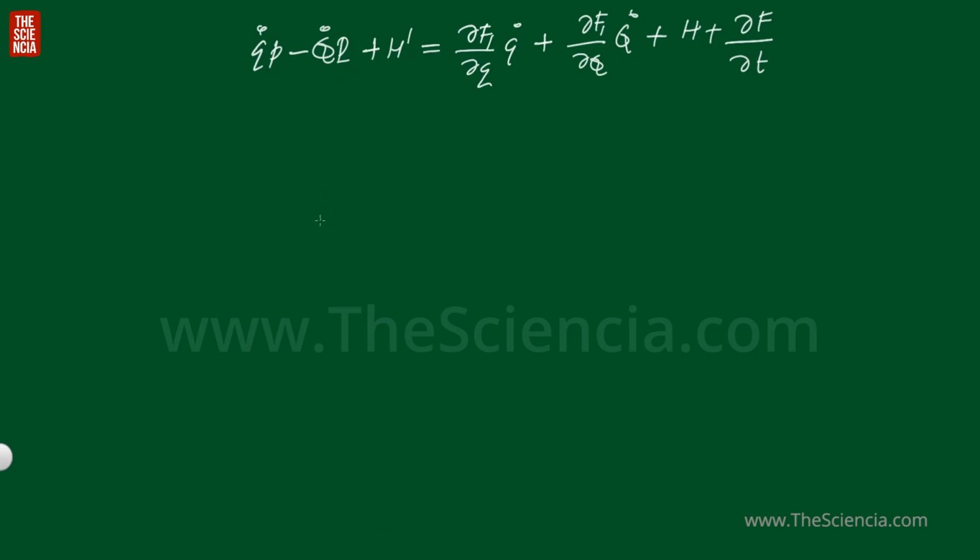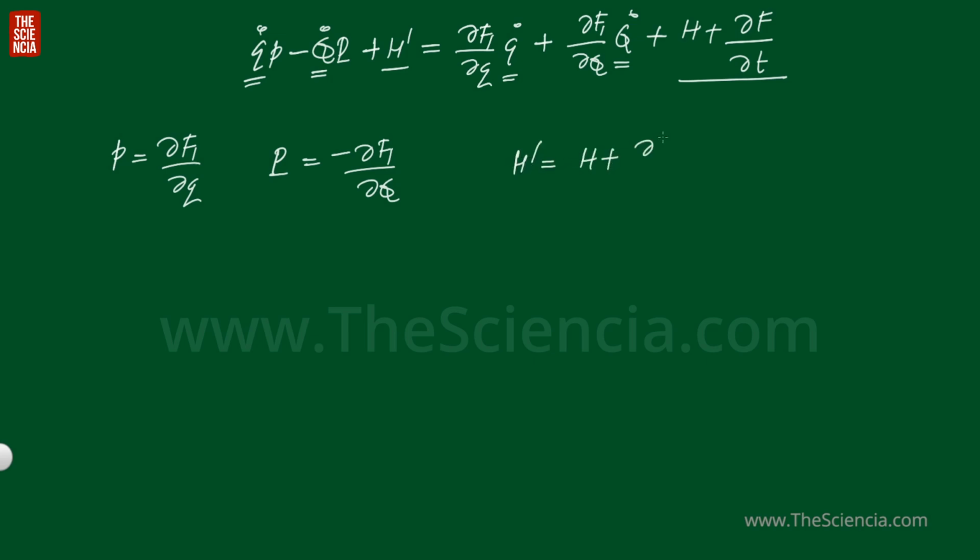Here you can see the LHS of the equation is equal to the RHS of the equation. Then the coefficients of q dot should be equal. That is, small p equal to dou f1 by dou q, and the coefficients of capital Q dot should be equal. That is, capital P equal to minus dou f1 by dou capital Q, and the remaining terms are h prime and h plus dou f by dou t. That is, h prime should be equal to h plus dou f by dou t.